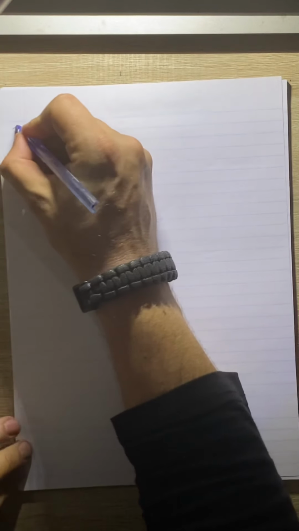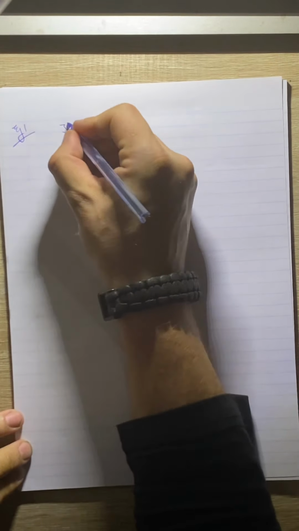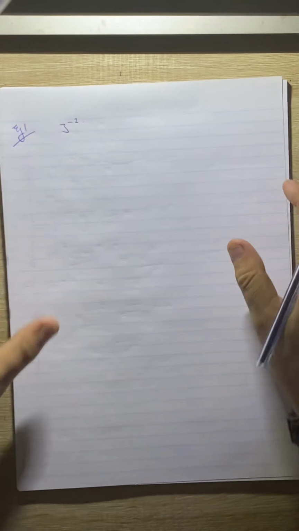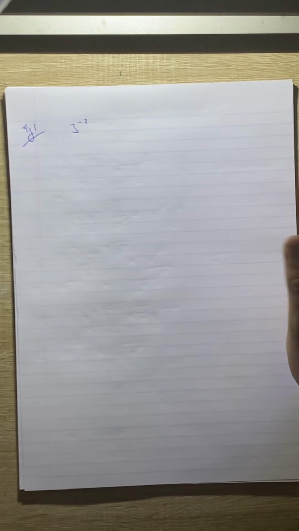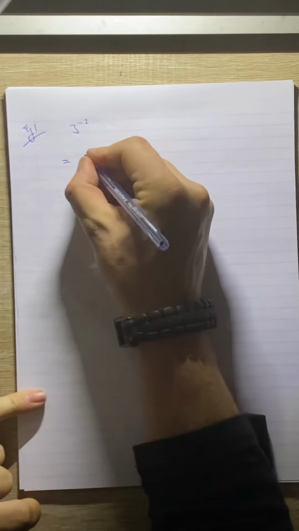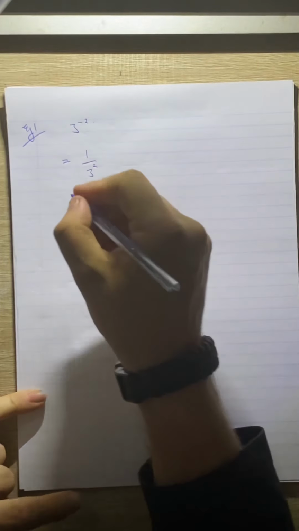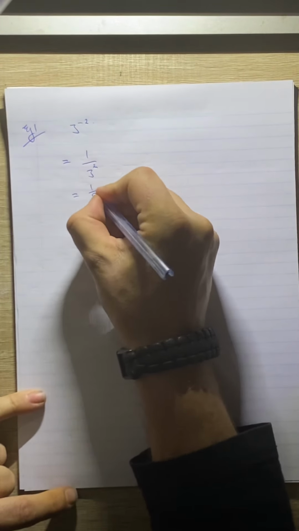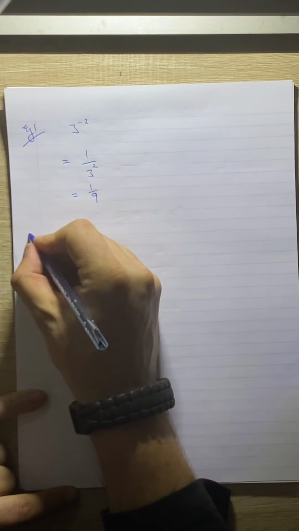So example 1. We've got 3 to the minus 2. Now, like I said, we never write things with negative exponents. So this will be equal to 1 over 3 to the power of 2, which I can simplify further to be 1 over 9. Okay, example 2.